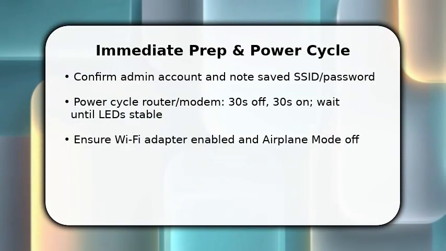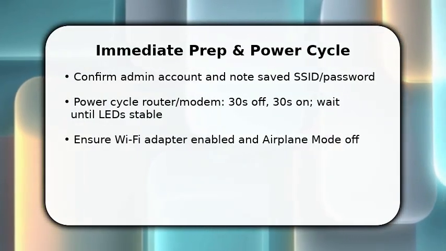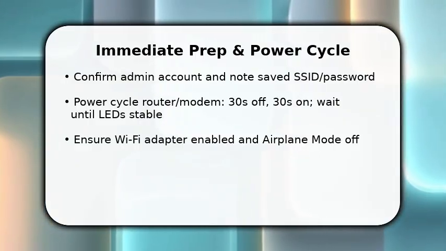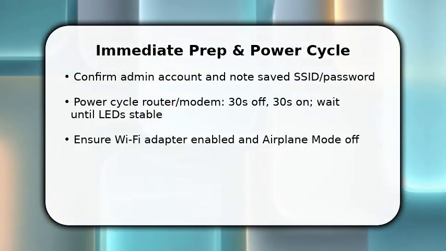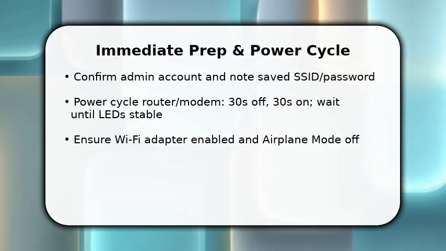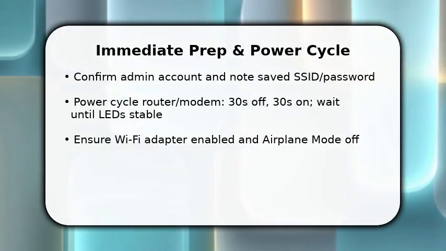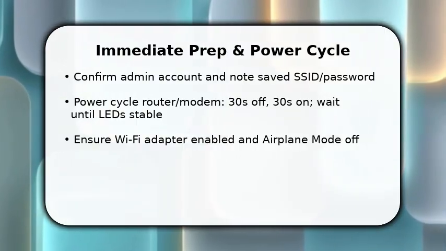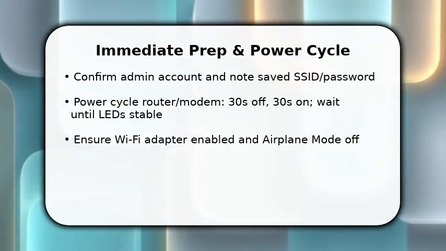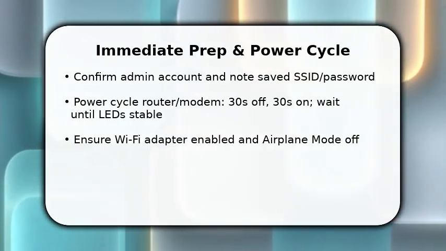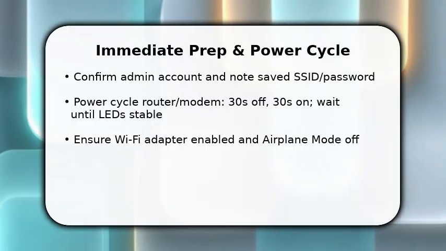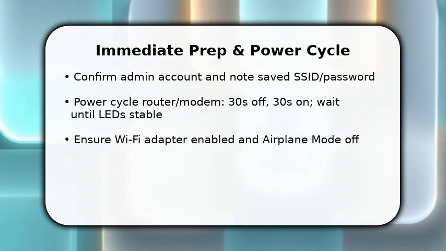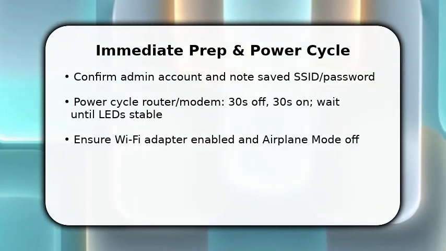You start now. Sign into an admin account so you can change drivers and services. Power cycle the router and modem, 30 seconds off, then back on, because many saved/disabled issues clear after the DHCP/firmware resets. Once the network hardware is stable, make sure your computer's airplane mode is off and the Wi-Fi adapter is enabled in settings or via the hardware switch. These first actions remove simple blocks and let you proceed to driver and configuration fixes.